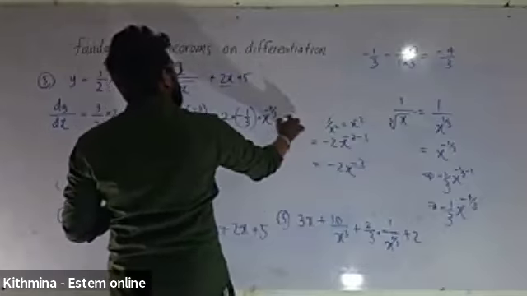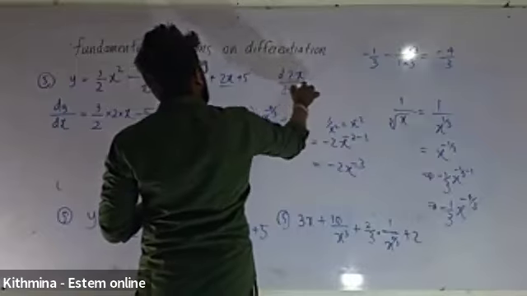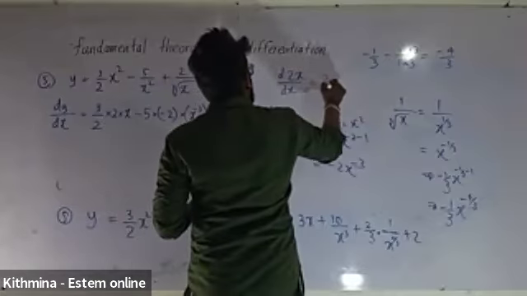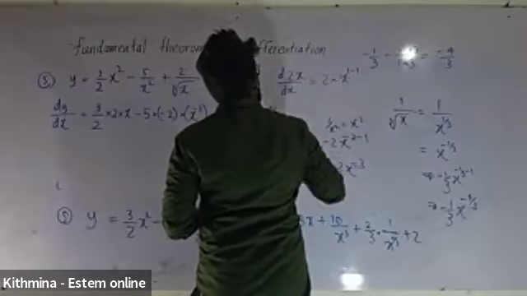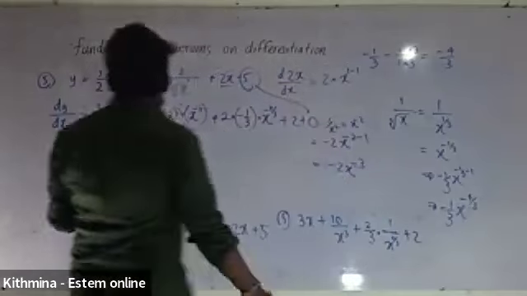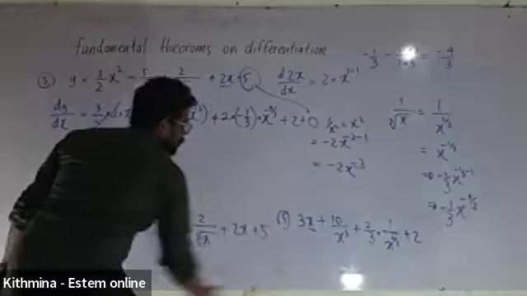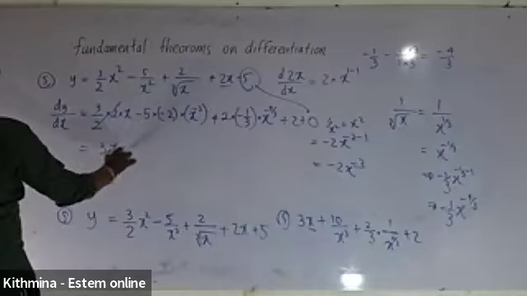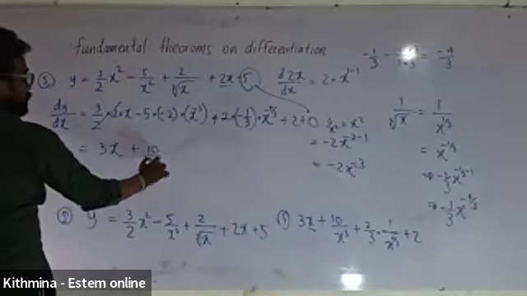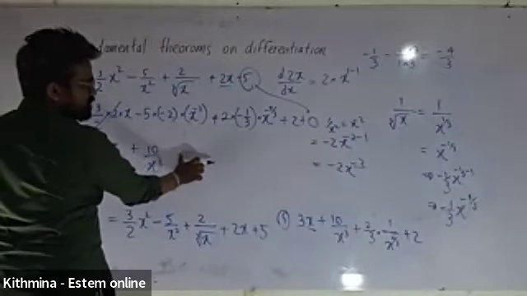Now this 2x, differentiation of 2x is 2. 2 into 1 minus 1, so 2. This is 0. Now 2 and 2 will cancel out. Then 3x is also okay. Minus 5 into minus 2 plus 10 over x cube. And this is minus.